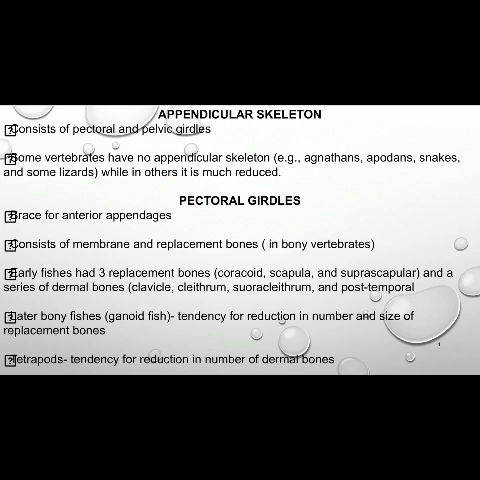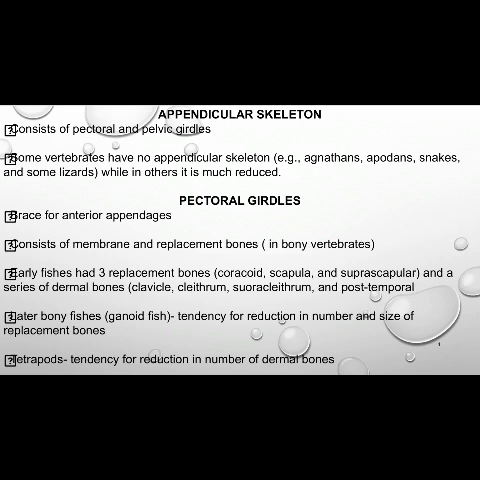You must know that the early fishes had 3 replacement bones, what we call the coracoid, the scapula and the suprascapula. There is also a series of dermal bones that the early fishes have. They have the clavicle, the cleithrum and supracleithrum. They also have the post-temporal bones. All these are dermal bones.